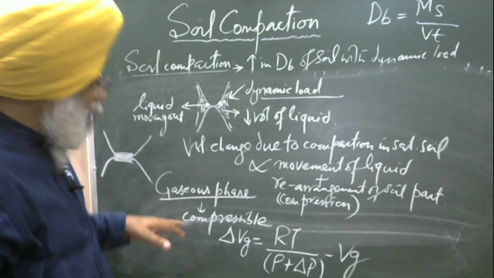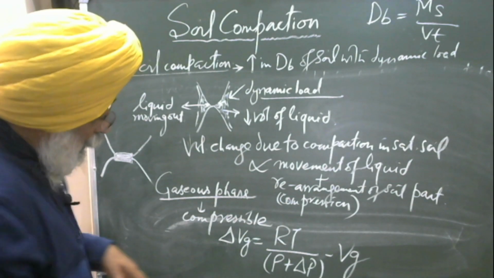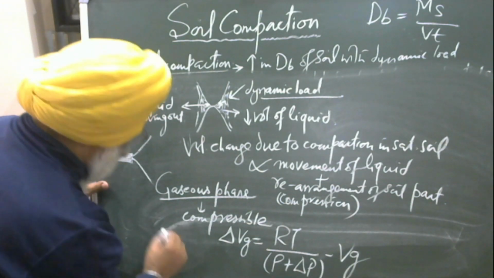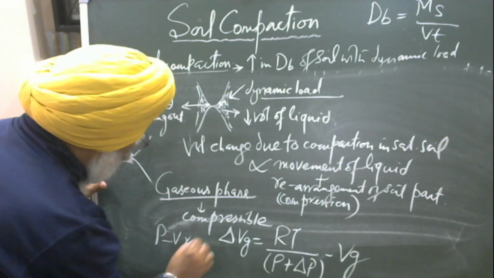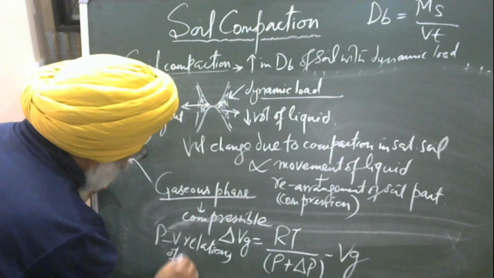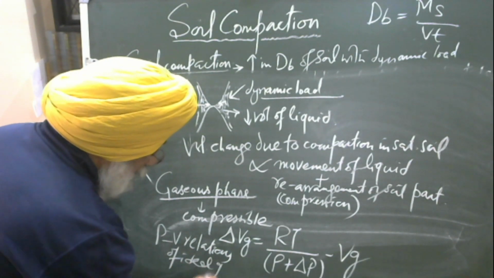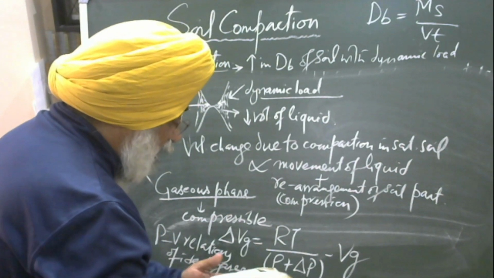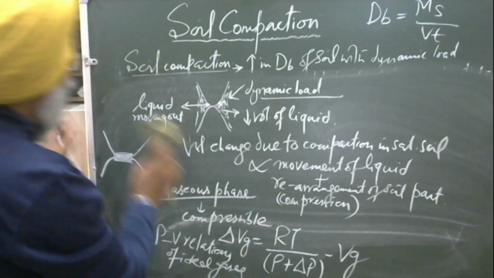Because of its compressible nature, it will follow the pressure-volume relations of ideal gases. So this was the case in a compacted soil.